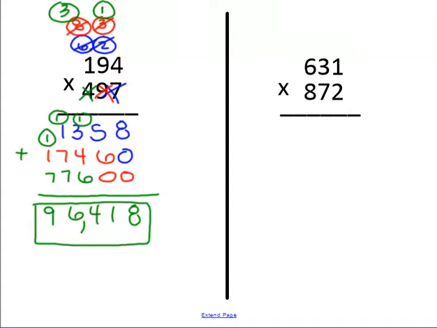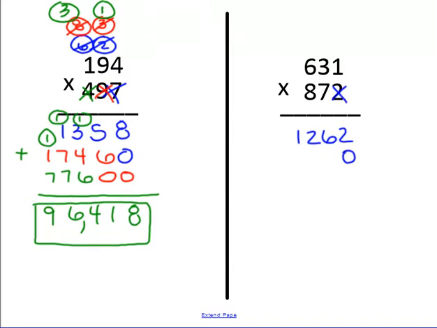So let's do that again over here. We always start with the last digit of the bottom number. 2 times 1 is 2. 2 times 3 is 6. 2 times 6 is 12. Now, I'm done with the 2. I don't have any carries to cross out. And I'm going to add a 0 as a placeholder. And I'm going to switch colors.